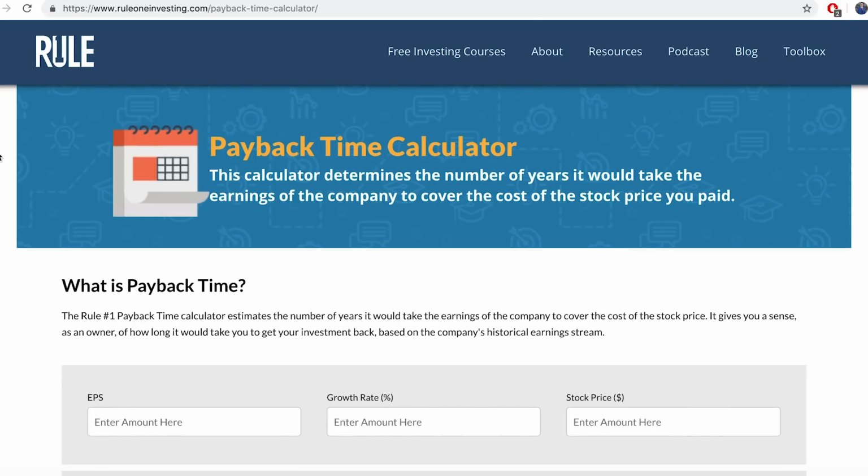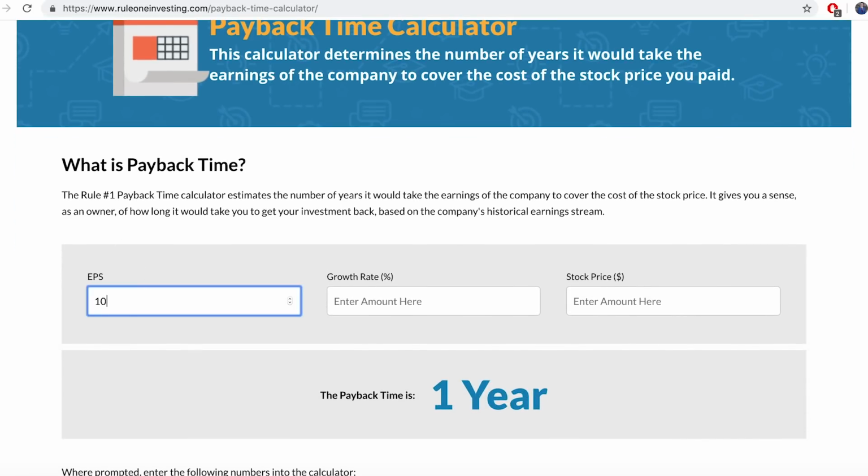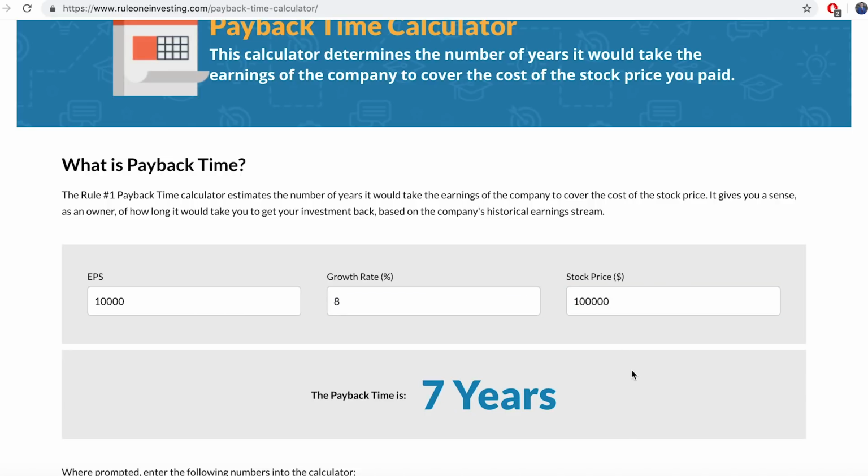Now, if you don't want to use my spreadsheet, that's completely fine. You can also use the payback time calculator on Phil Town's website. So he also has one, and you just enter in the first cash flow, you enter in the growth rate, and you enter in the price or the market cap, or whether that's per share, you can do either, and then it will tell you what the payback time is.